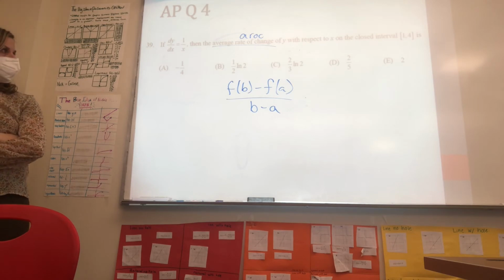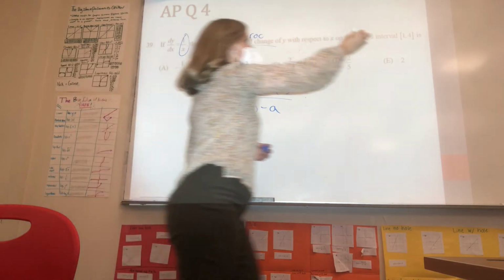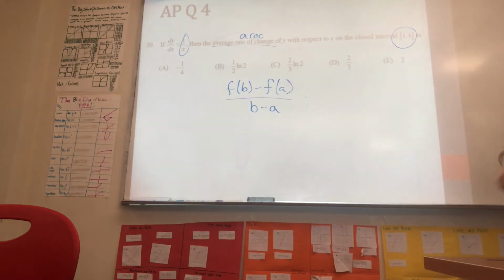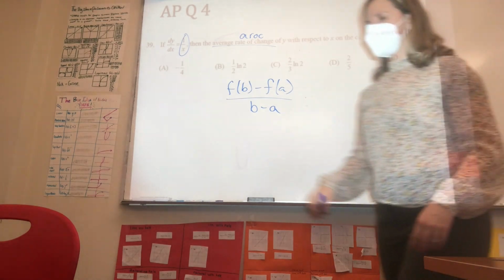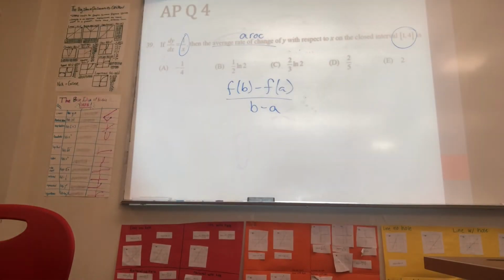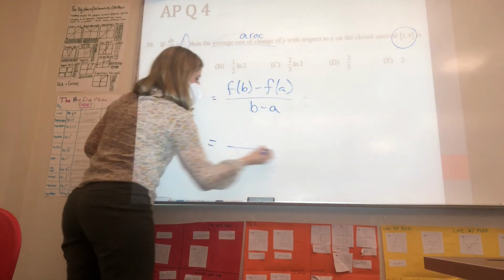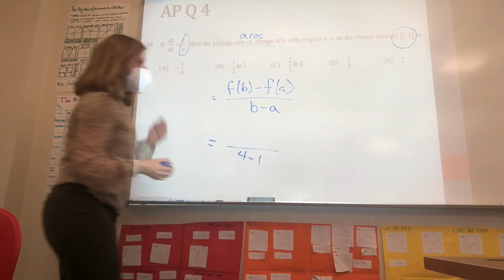All right, so here's my function. Here's my a and my b. Sub into the formula, just like find the slope. Right? Okay, so this is 4 minus 1 on bottom, right?